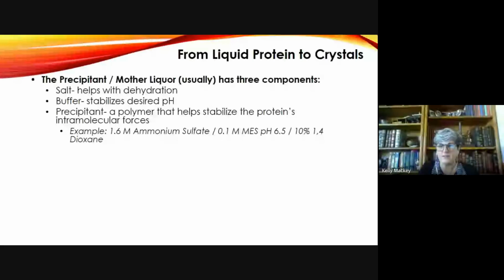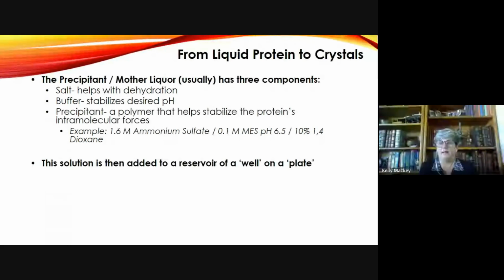And then the 1,4-dioxane is used as that stabilizer we were talking about, the precipitant. So then what you do with this condition, this mother liquor, this solution that you have, is you add it into a reservoir of a well inside something called a plate. And I'm going to show you these in a second.